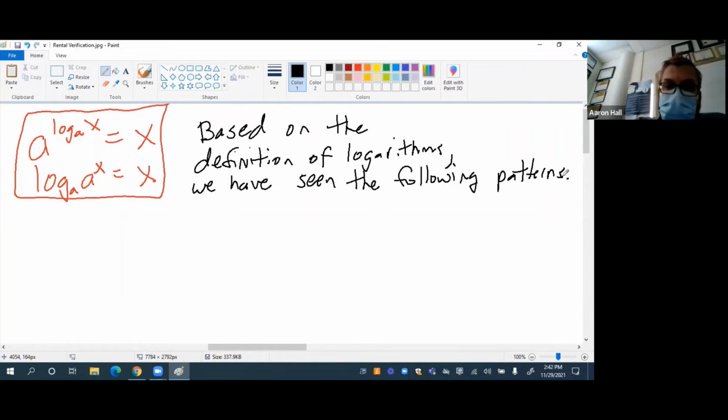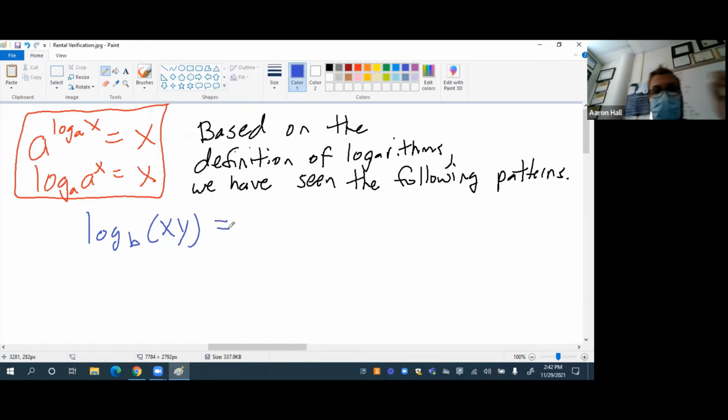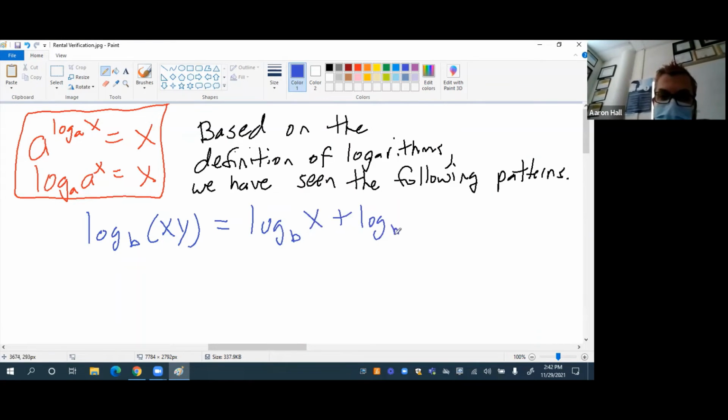One of the patterns that we saw, this is from secondary math 3 from last year, is when we have log base b of x times y. This pattern allows us to expand. Have you seen this before? It allows us to expand to what, Josh? Yeah. Yep.